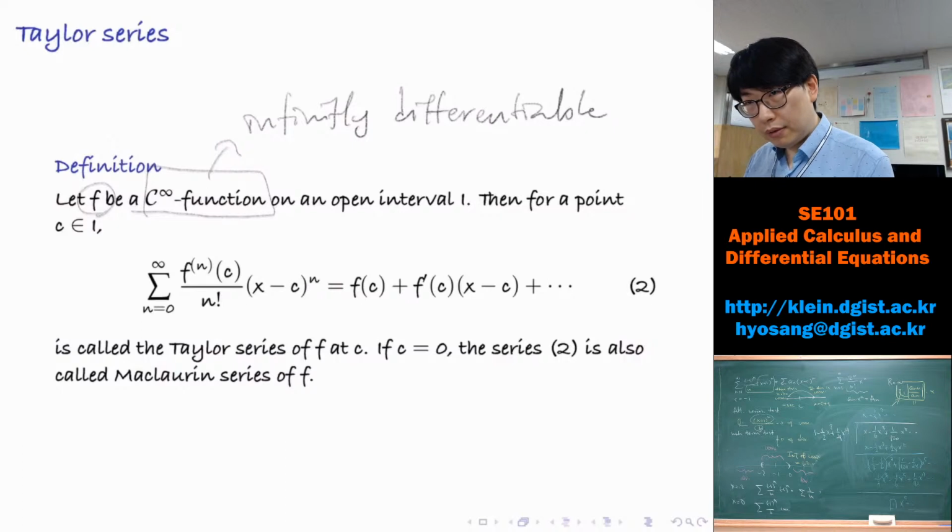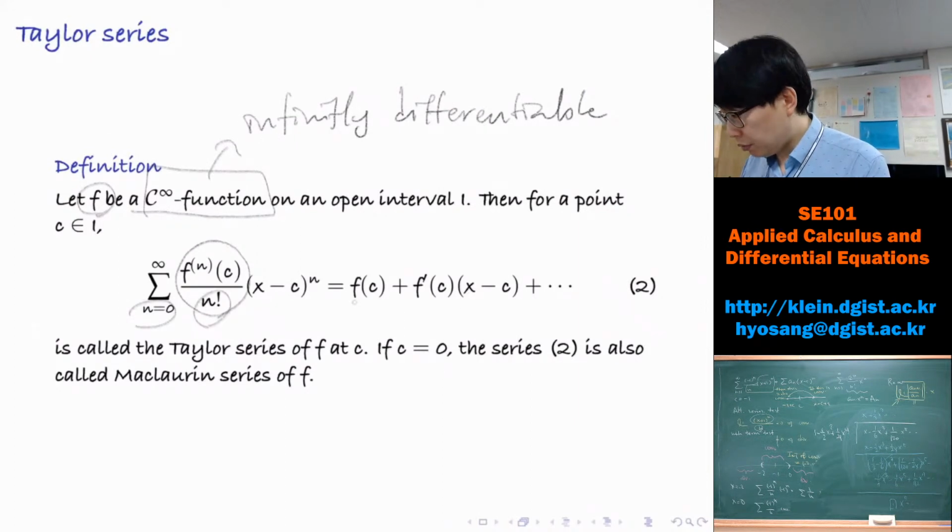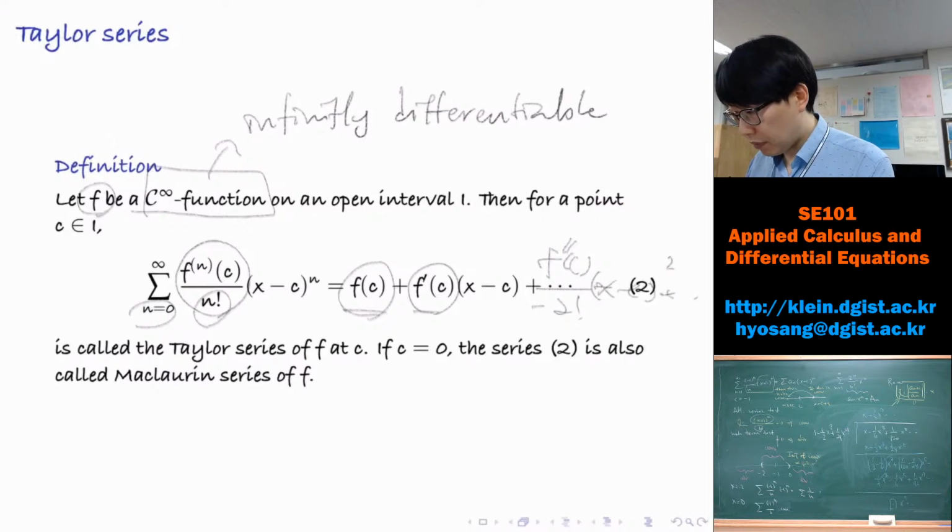Then you can write your power series with this special coefficient. So when n equals 0, 0 factorial is 1. So we have f(c), the value of the function itself. And the rest of the terms are the following. So you have f prime c, and the next term is f double prime c over 2 factorial times (x minus c) squared, and so on.